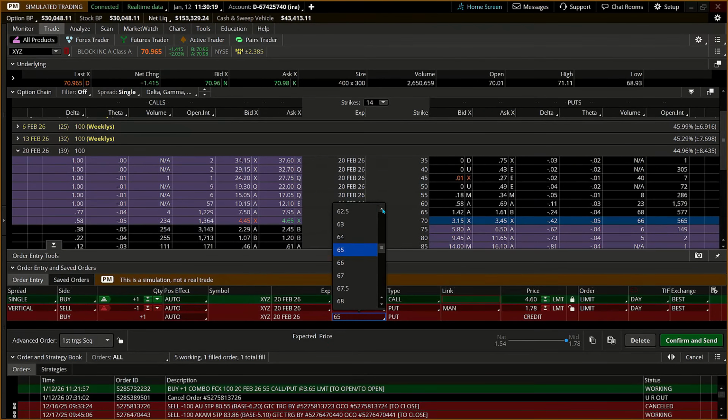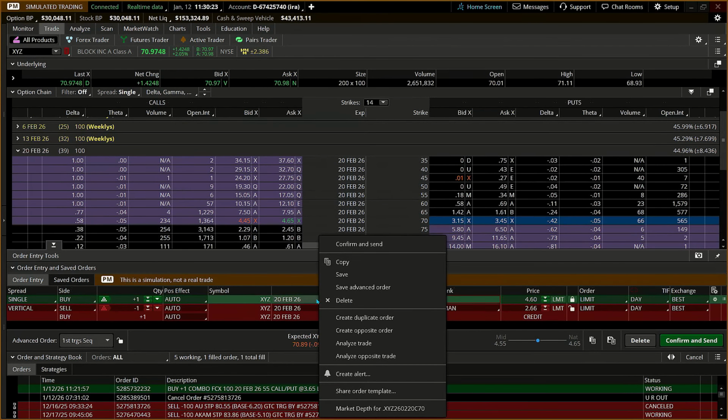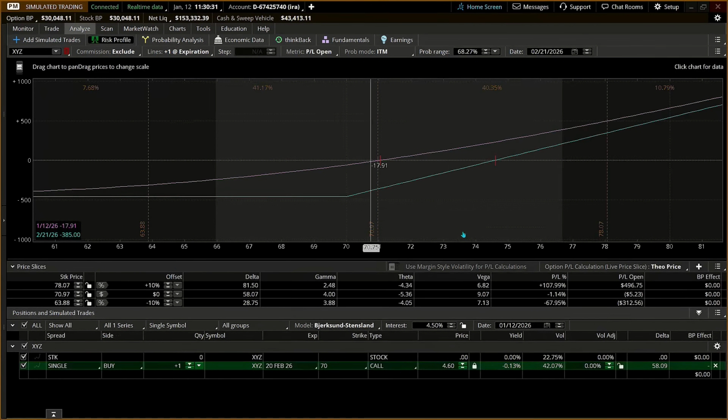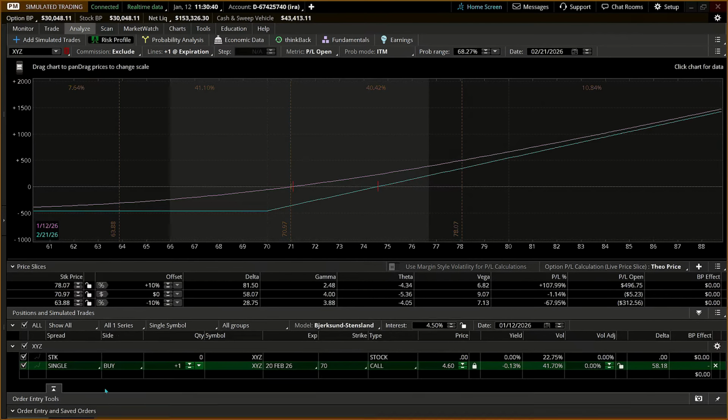Now, what does this trade look like? We're going to right click on that green line and go down to where it says Analyze Trade. You know what this should look like, right? Unlimited upside. We get it, okay? There's the long call, flat line, max loss on that long call. Let's add the other piece.